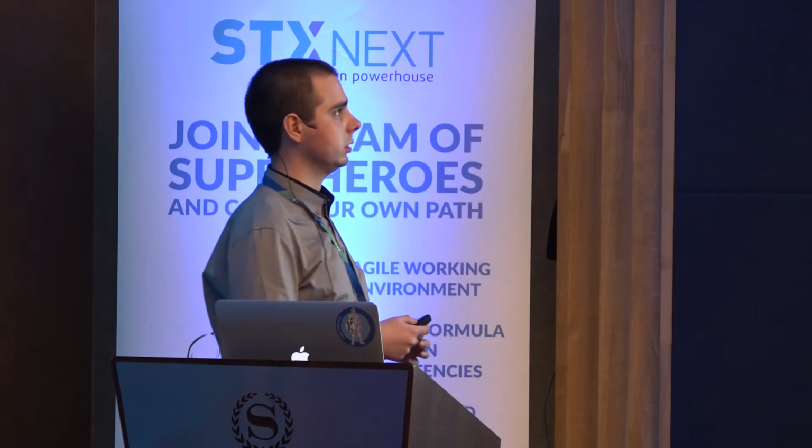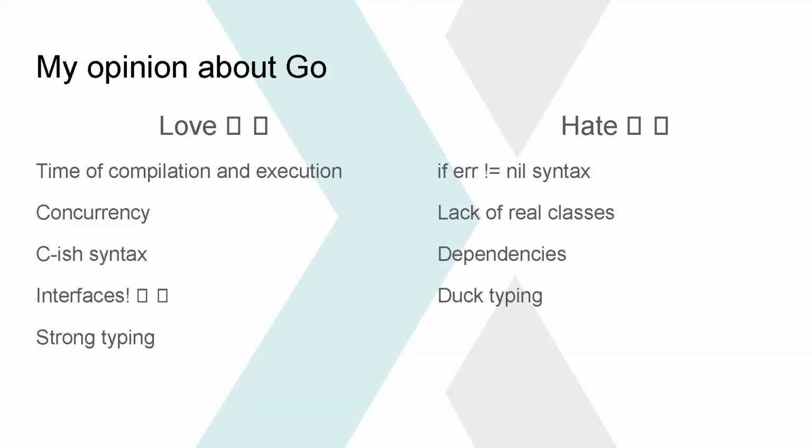In my opinion, what I love about Go is the time of the compilation and execution. It is very, very fast. It has built-in concurrency, and it has C syntax, so I'm more familiar with C syntax. You've got interfaces finally, and strong typing, which is very helpful. But as we know in Python, we've got strong typing as well, if you want to.